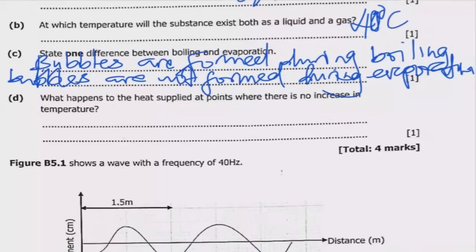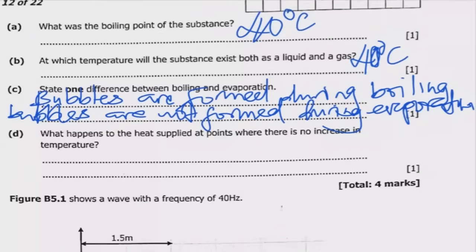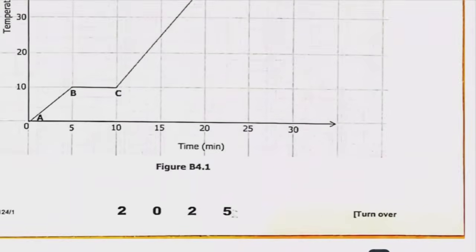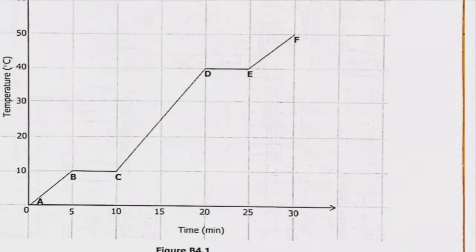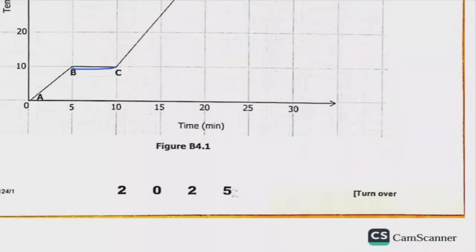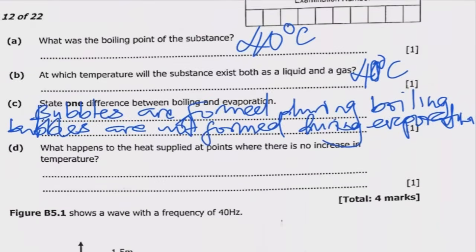Okay, now let's go to D. What happens to the heat supplied at points where there is no increase in temperature? So let's go back to the diagram. The points they are talking about are B, C, and D, E. What is happening to the heat that is introduced to the substance during this period, when there is no increase in temperature?